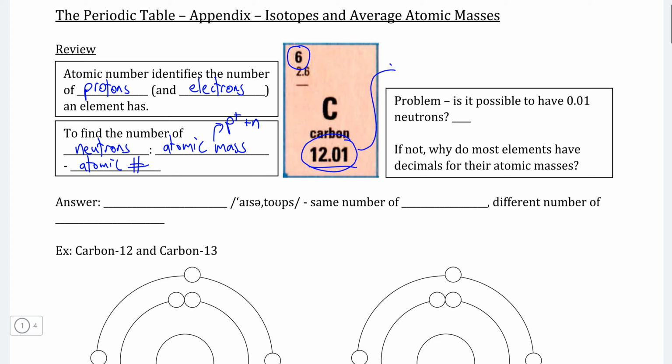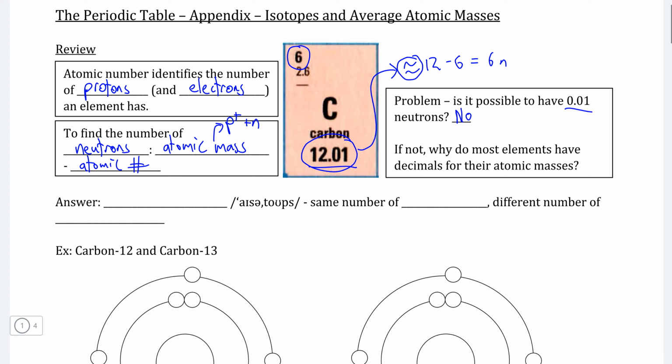And the step that we did at this stage is we say that 12.01 is approximately equal to 12. We would subtract 6 protons from that, and therefore carbon is assumed to have 6 neutrons. Now, the reason why this rounding is present is, well, is it possible to have 0.01 neutrons? Obviously, the answer is no, so the question then is, where did this extra 0.01 come from in carbon's atomic mass if fractional protons and fractional neutrons are not possible?